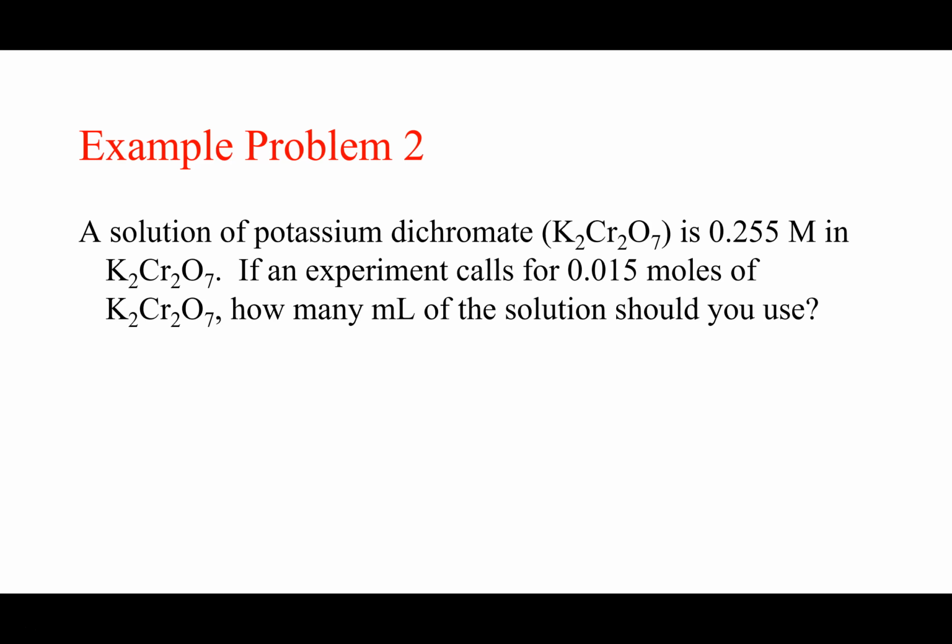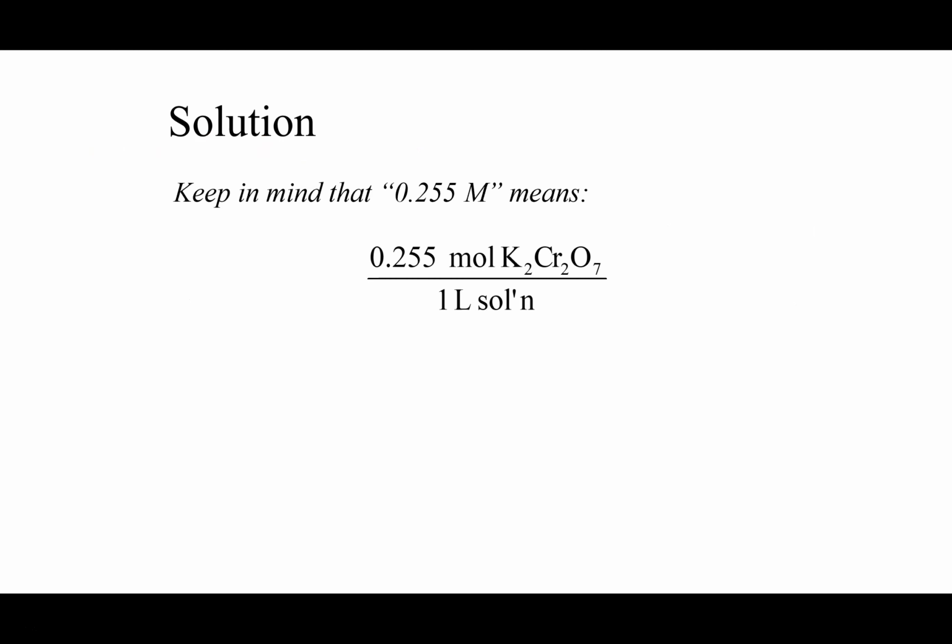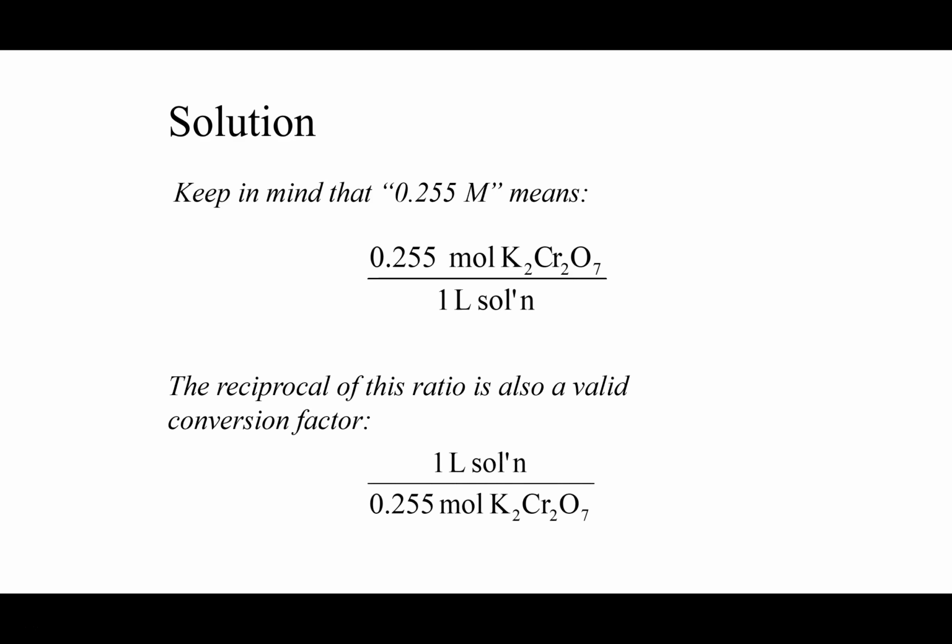What number do you think I'm going to start with? Yep, that's what I would do. The 0.015 moles over 1. And we're after volume. So if we unpack molarity, 0.255 big M, in this case, means 0.255 moles of K2Cr2O7 per 1 liter solution. And we can take our puzzle piece and flip it. 1 liter of solution will contain 0.255 moles of K2Cr2O7.